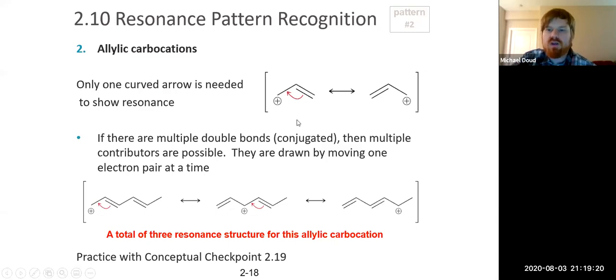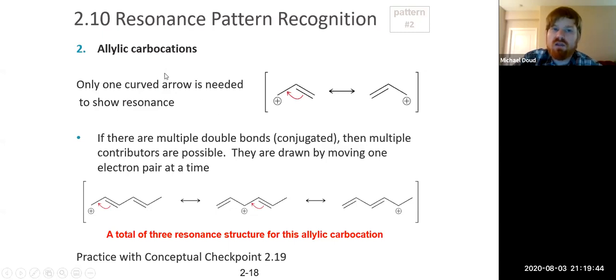for this one, it's very similar to what we did at the beginning when I was talking to you about resonance. The only difference is now I'm actually going to show you what this arrow is going to look like, and it looks just like this. You only need this one curved arrow to show it because the pi electrons in the pi bond are swinging over into an empty p orbital. There's no violation of the octet rule that would occur just swinging this one over.